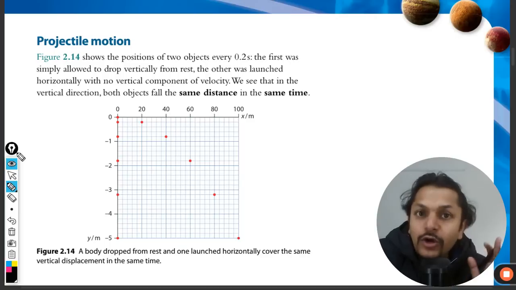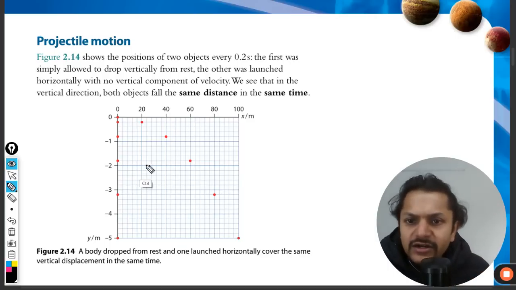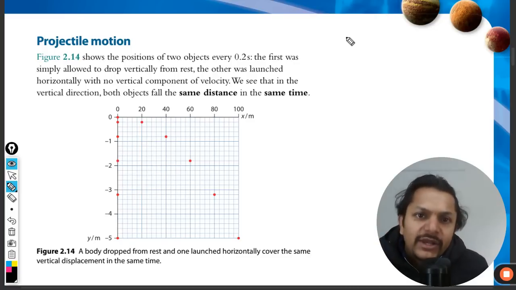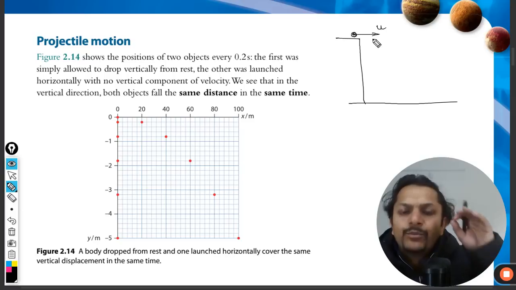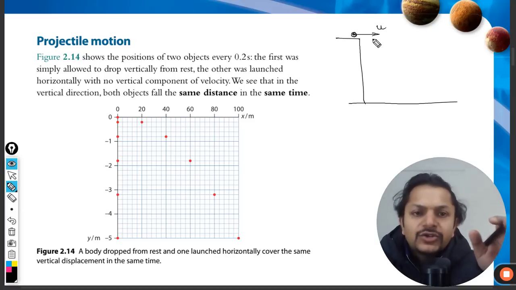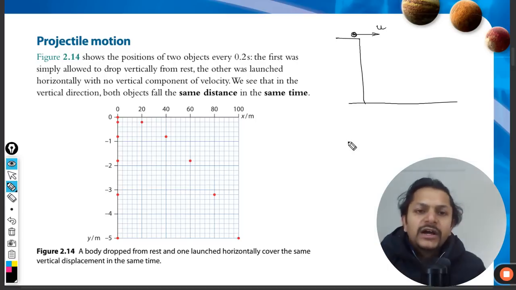Now move to the horizontal projectile motion, and that is clearly shown on your screen here in this diagram. But let me explain what is actually happening. Let us say this is a high-rise building, and there is a ball or a projectile. We are kicking that projectile and giving it a horizontal velocity. So it only has the initial horizontal velocity, but there is no vertical velocity initially.